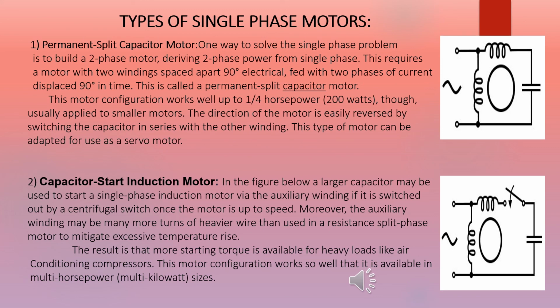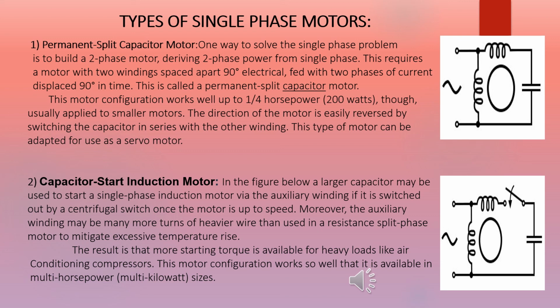The types of single phase motor. First is the permanent split capacitor motor. In this motor, you have two windings which are spaced 90 degrees electrical apart with respect to each other. So the phase current will be different in these two windings. As shown in the figure, you have two windings which are at 90 degrees electrical with respect to each other.